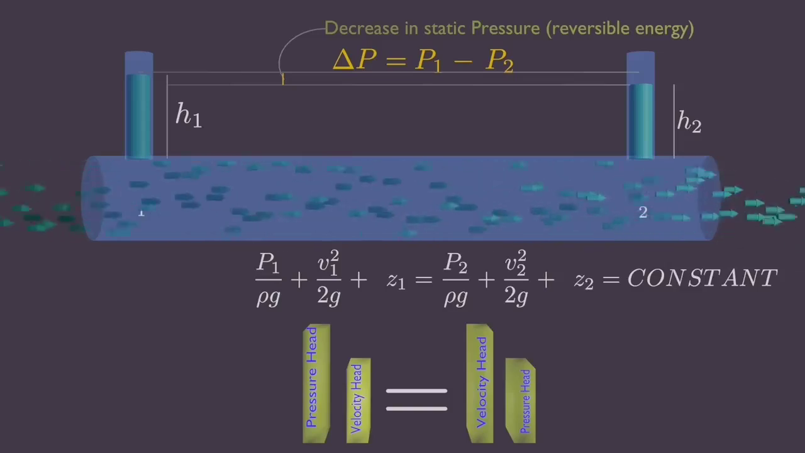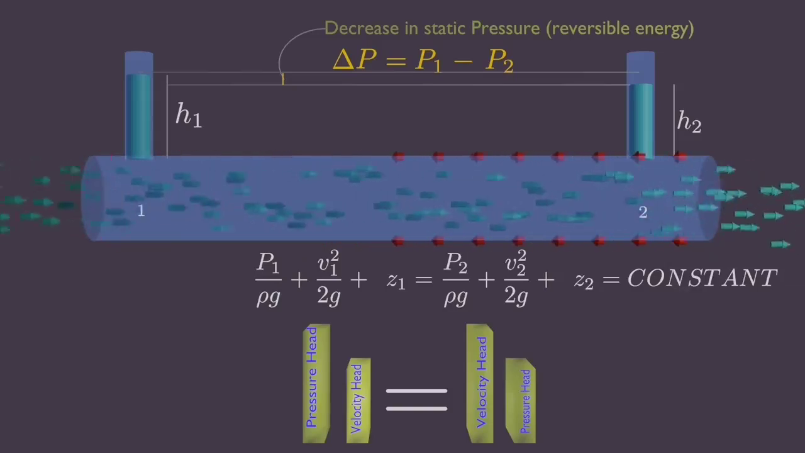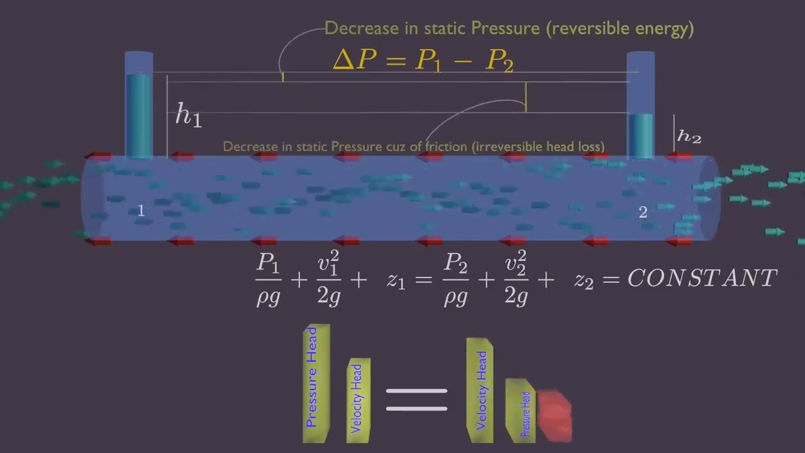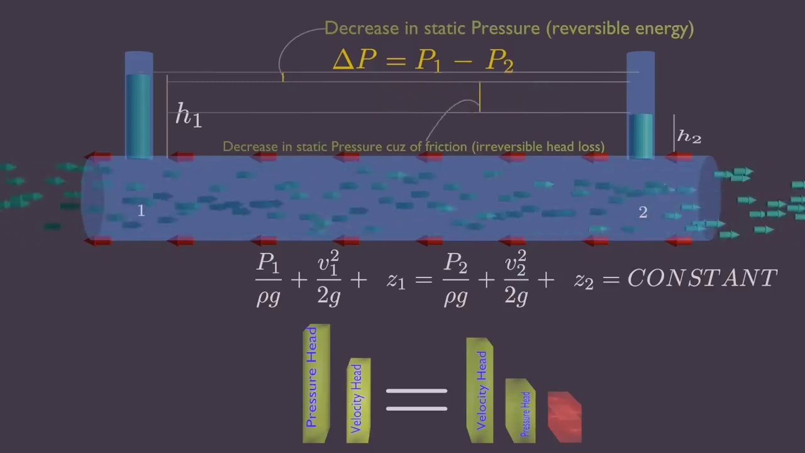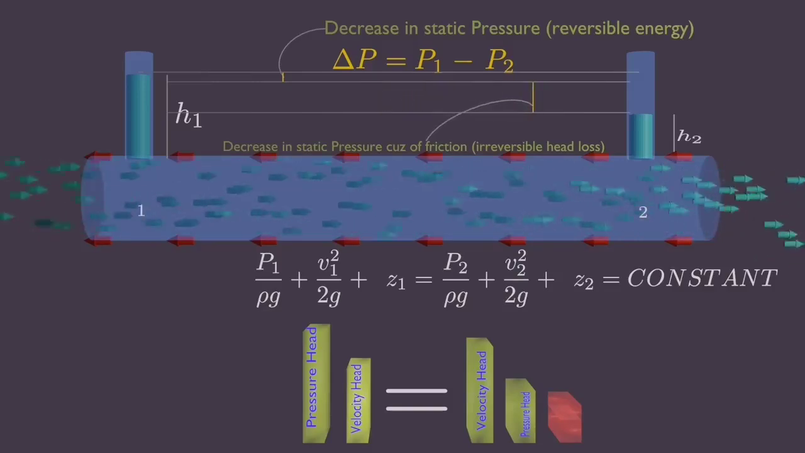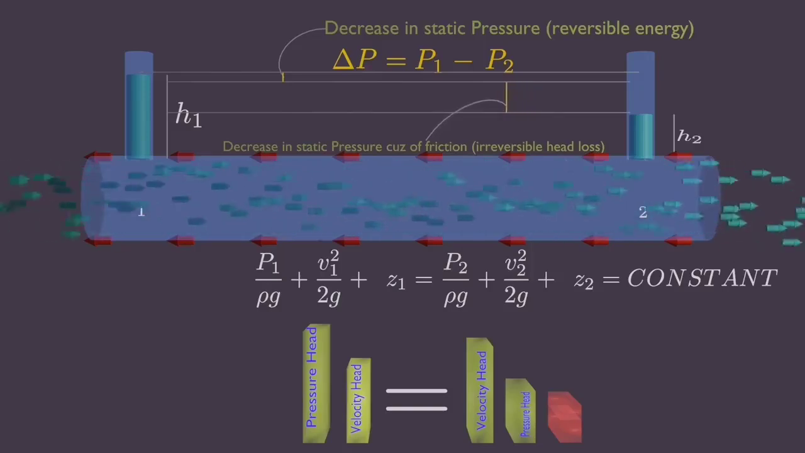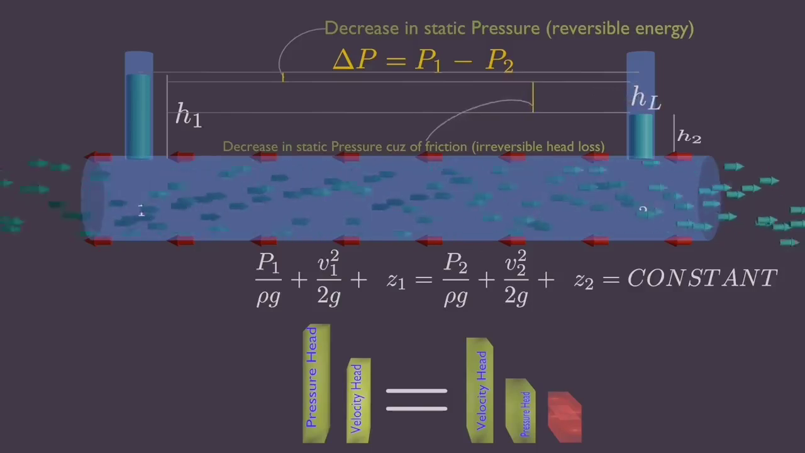But in real life there exists irreversible pressure drop, because there is always presence of friction and heat. So the static pressure will decrease even more along the length of pipe, not only because of increased velocity, but due to friction effect too. The height of liquid column drops even more due to friction. So the loss of liquid column height, due to friction effect or other irreversible effect, is called head loss.